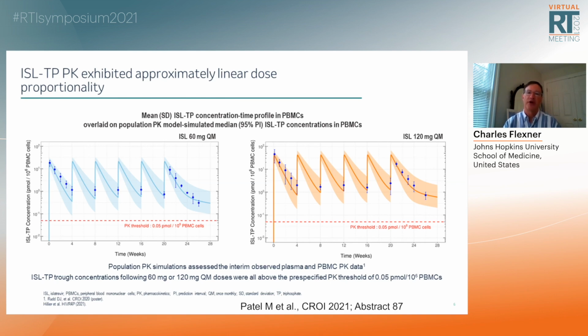milligrams once a month, the concentrations of Islatrovir triphosphate are expected to remain far above the target of 0.05 picomoles per 10 to the 6th peripheral blood mononuclear cells. And these once monthly oral doses of Islatrovir are currently in development for PrEP.